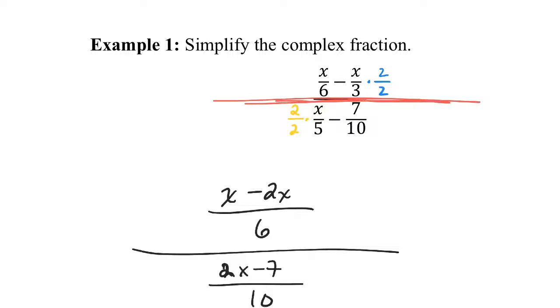So let's simplify this guy. Negative x over 6 all over. And I'm going to use arrows here, by the way. I'm going to use arrows and not equal signs. No equations here, right?